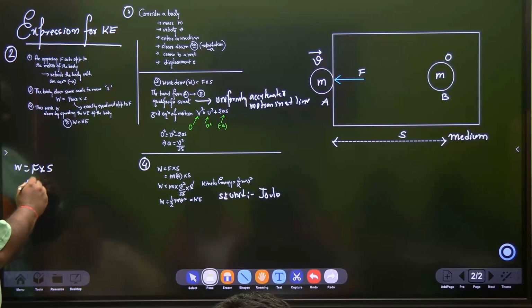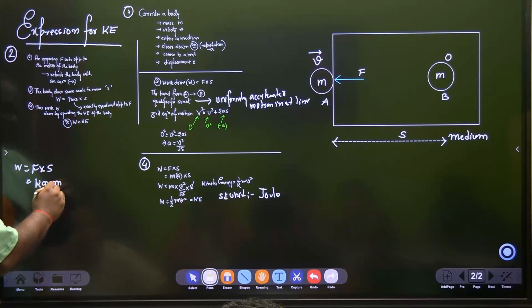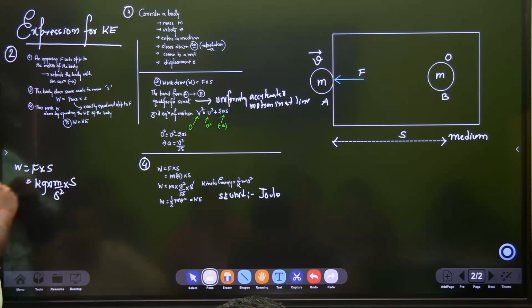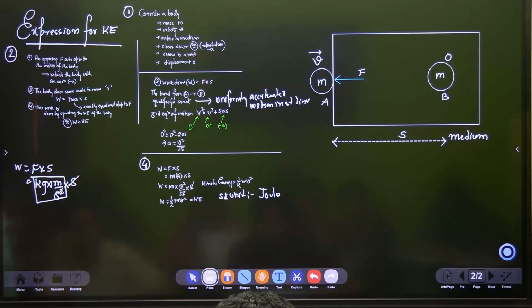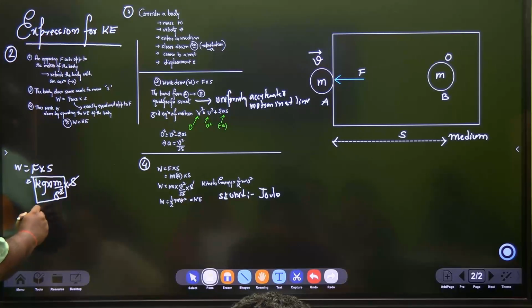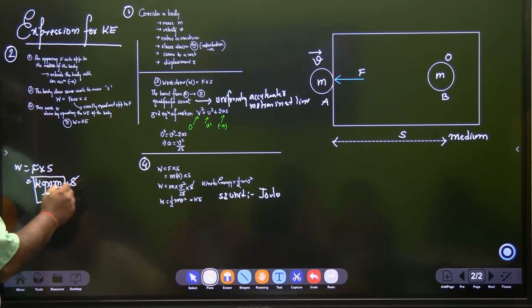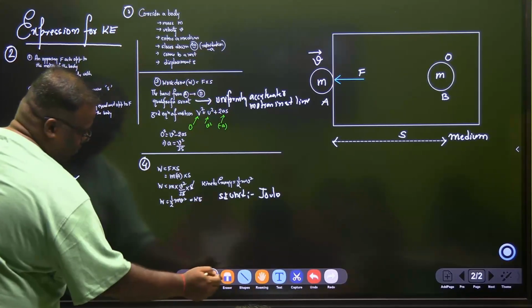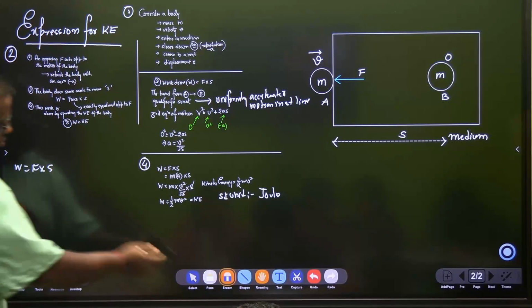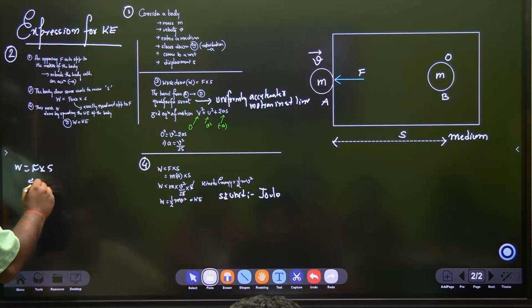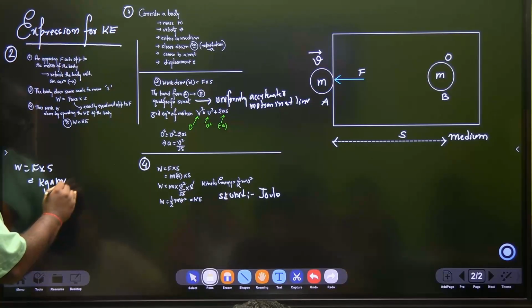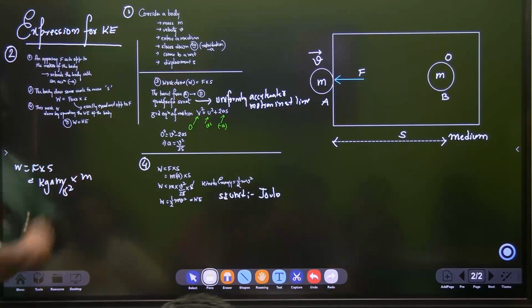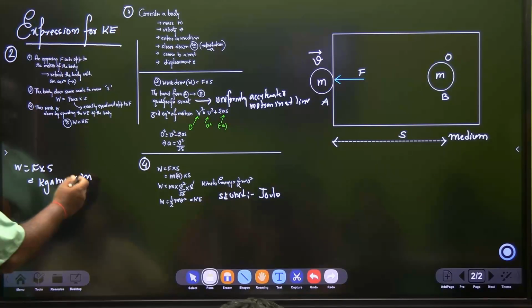What is force? Mass into acceleration. So acceleration will be meter per second square into second. That means second gone, that means work is kg meter per second. So let's see, half mv square. Sorry, I have made a mistake. Work is force into displacement. Sorry, children. Force is mass into acceleration, meter per second square, multiplied by displacement, which is also meter. So I should get kg meter square per second square.